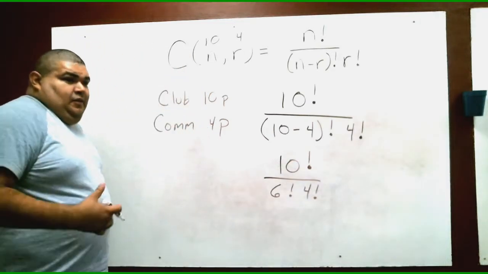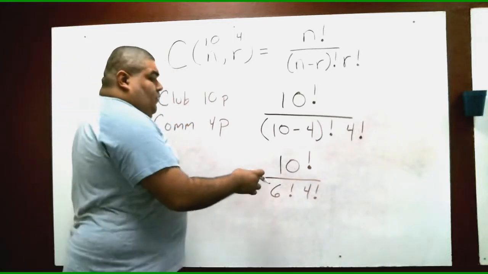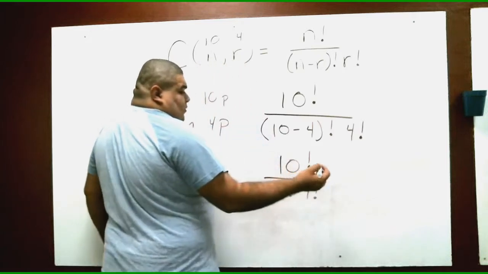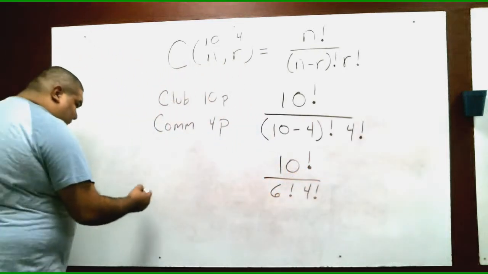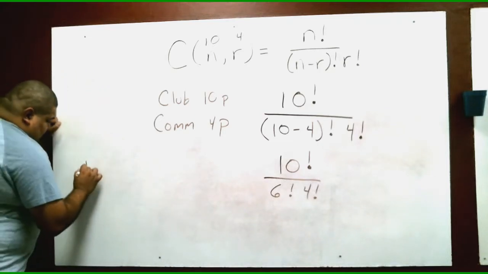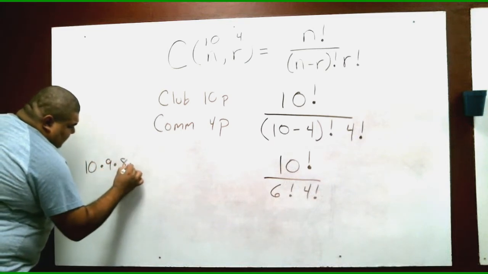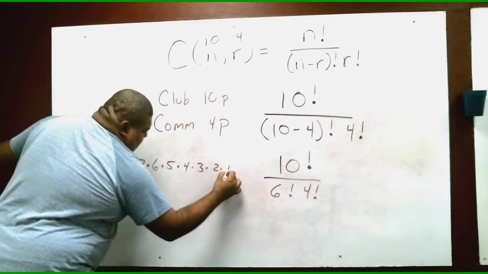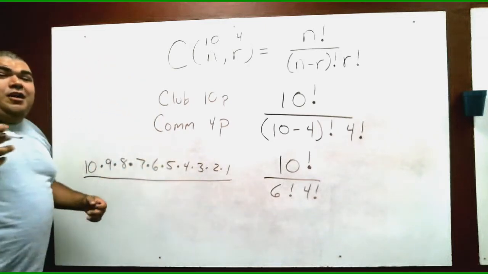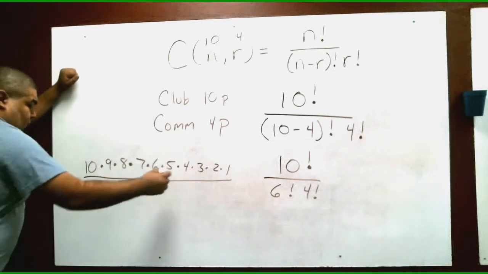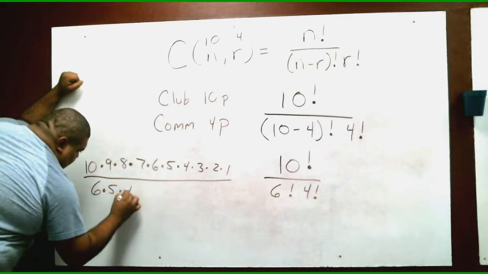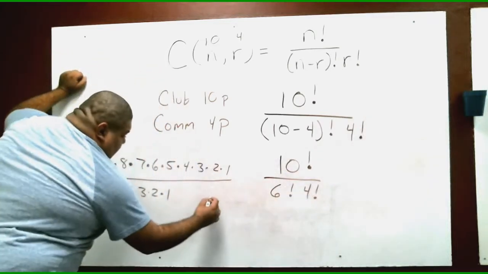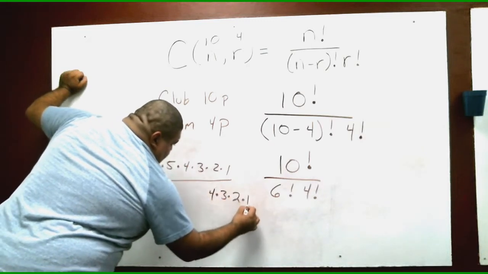Now that we have that, think of it this way. I'm not going to write it all down because it's going to take the whole board. But remember, we're counting 10, 9. I'll see how much I can fit in here. I'll start on this side. So we have 10 times 9 times 8 times 7 times 6 times 5 times 4, 3, 2, 1, over 6 times 5 times 4 times 3 times 2 times 1. It looks long, bear with me. But we also have another 4 on the side, so 4 times 3 times 2 times 1.